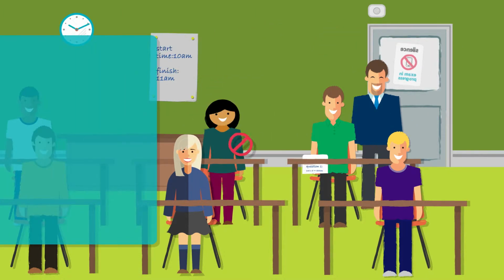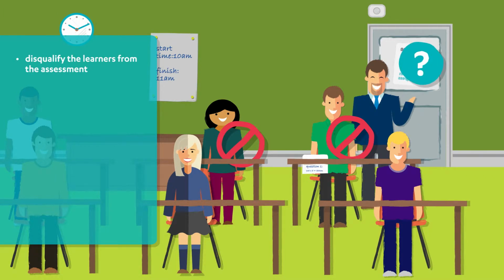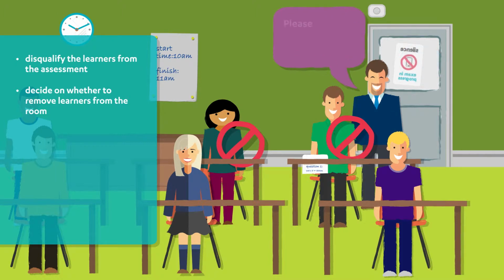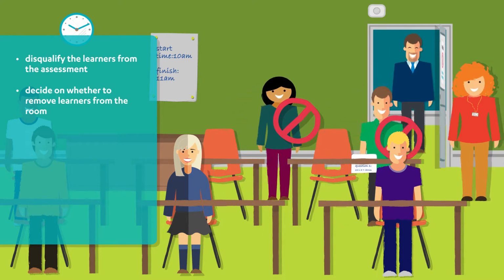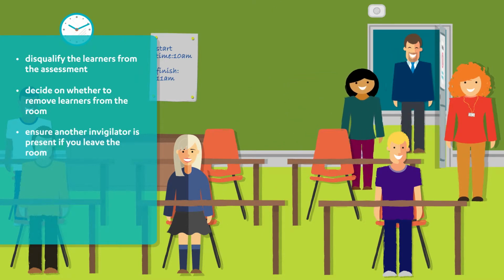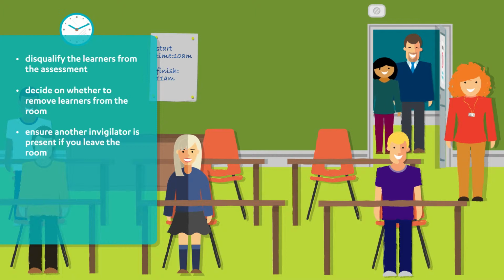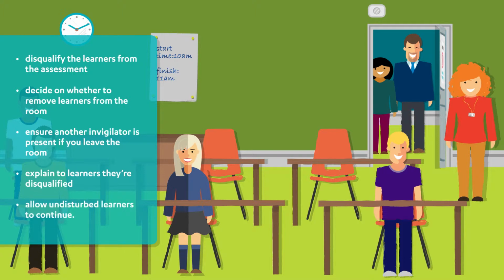Firstly, the learners will be disqualified from the assessment, but you need to make a judgment call on whether removing the learners will cause a major disruption. One tactic could be to ask the 2 learners to accompany you outside, ensuring remaining learners are not left unattended. Then explain what you've witnessed and that they are dismissed from the assessment. You can then follow up later. If you're satisfied the other learners aren't involved, you can allow them to continue.